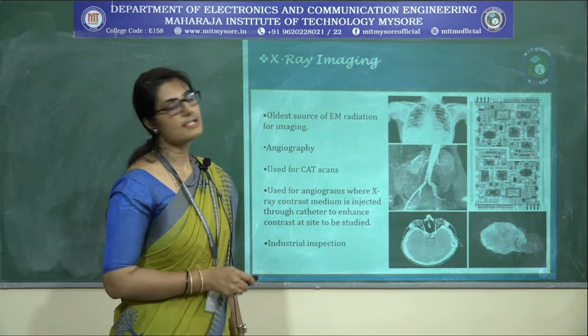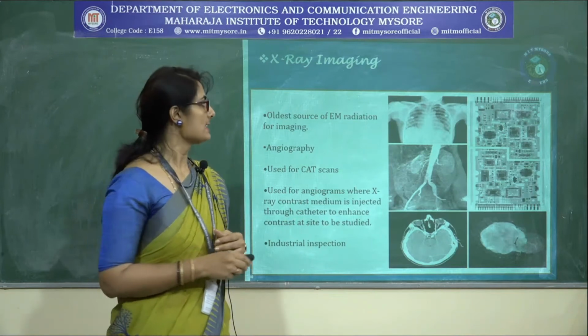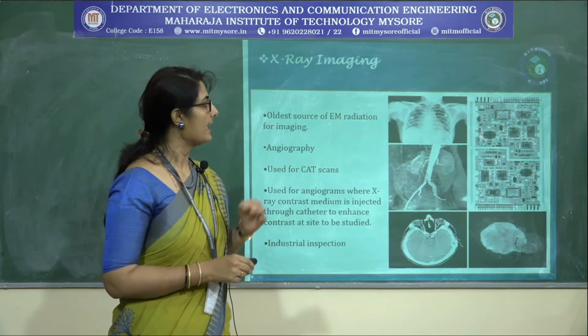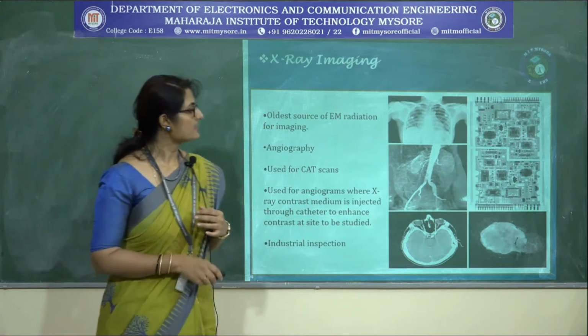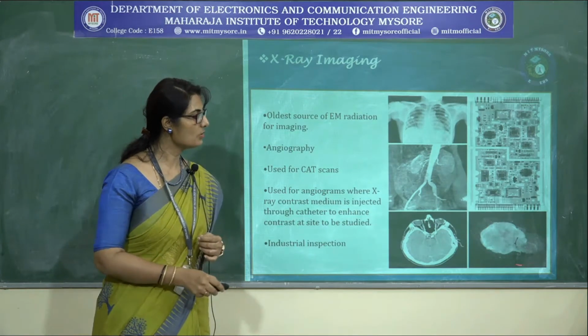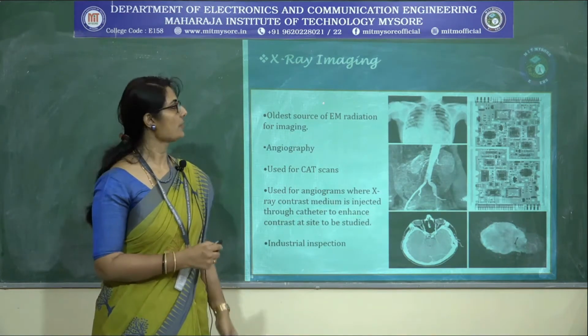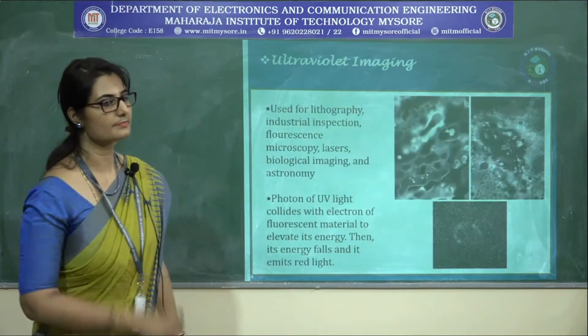Here, this image is used to identify the flaws present in the manufacturing, such as missing components and broken traces. And X-rays are also used in astronomy. This is the image of the Cygnus Loop in the X-ray band. So these are the applications of X-rays.